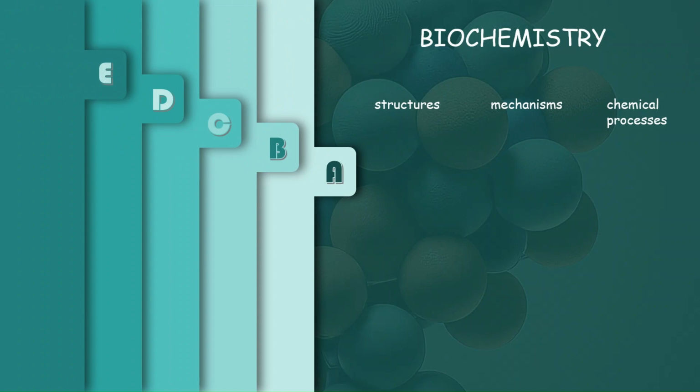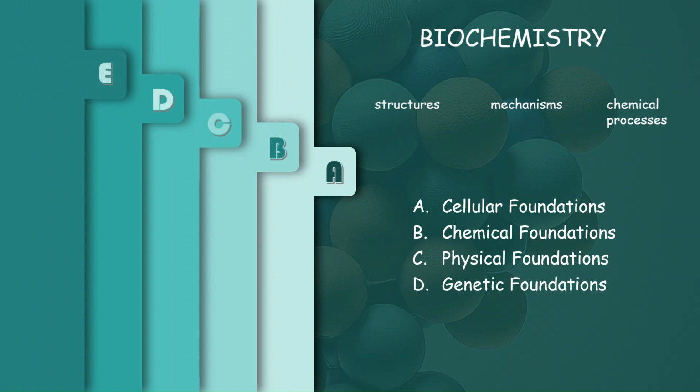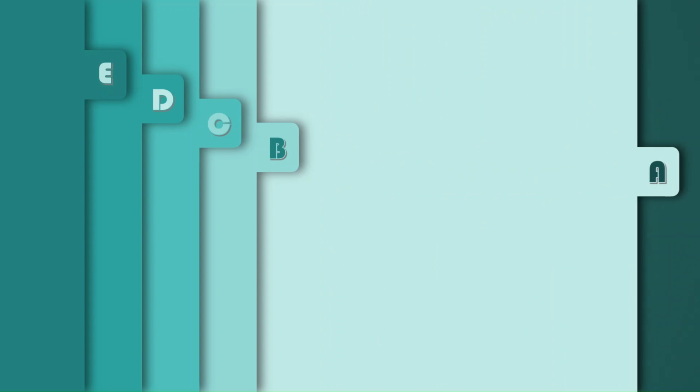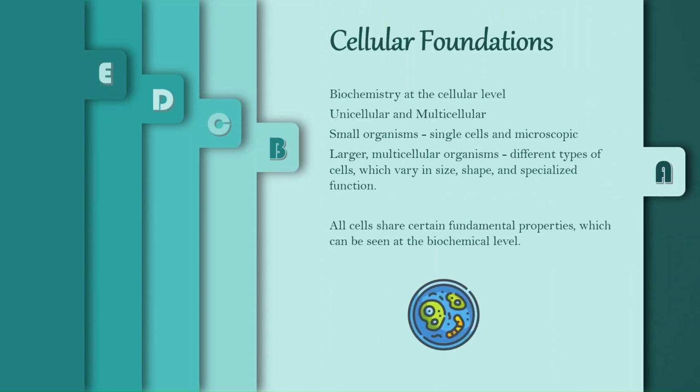So, biochemistry is based on five foundations: cellular, chemical, physical, genetic, and evolutionary. Let's begin with biochemistry at a cellular level. So we all know there are two types of cellular organisms, unicellular and multicellular. Unicellular organisms consist of single cells and are microscopic, while multicellular organisms are larger and have different types of cells which vary in size, shape, and have a specialized function.